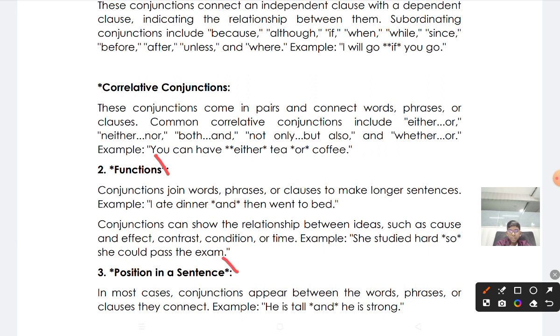So next comes the position in a sentence. In most cases, conjunctions appear between the words, phrases or clauses they connect. Example, he's tall and he's strong.